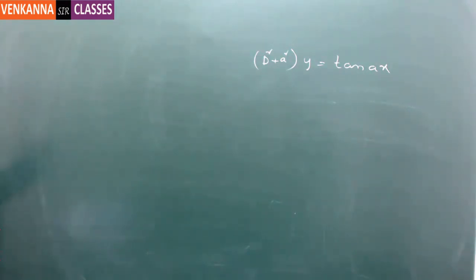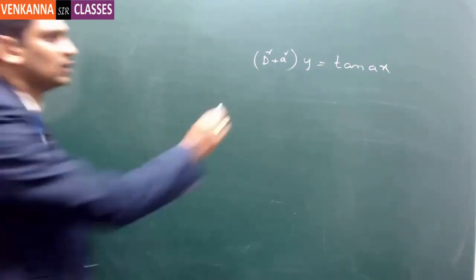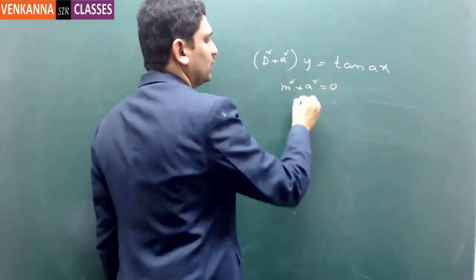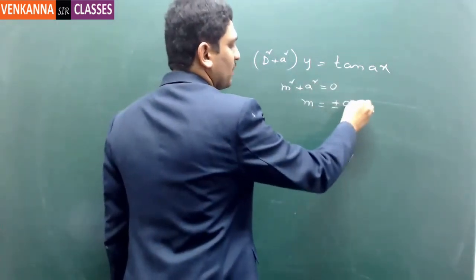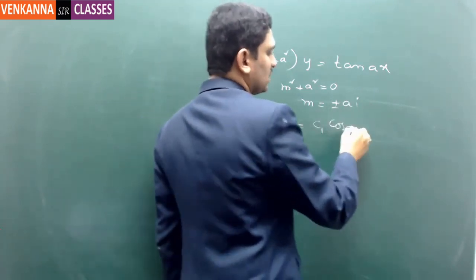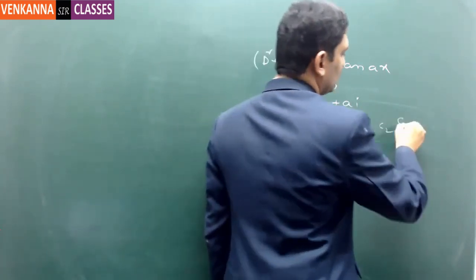If you write the auxiliary equation and find yc, we have m square plus a square equal to 0, m equal to plus or minus ai. So yc is equal to c1 cos ax plus c2 sin ax.